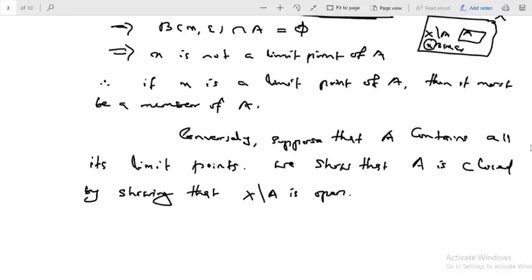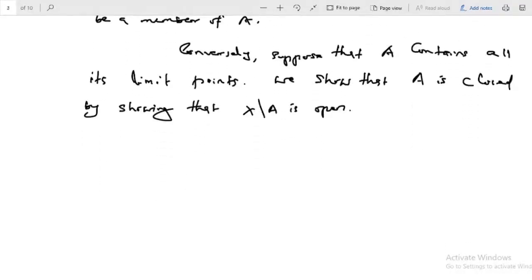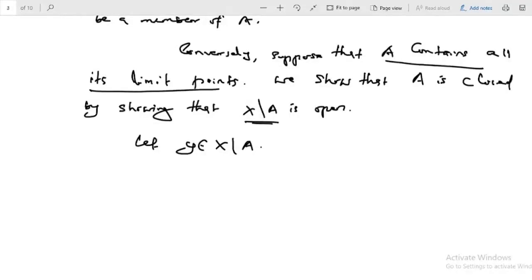ഇനി X difference A open ആണെന്ന് അറിയുന്നതിന് X difference A ഏത് പോയിന്റ് എടുത്താലും അത് ഇന്റീരിയർ പോയിന്റ് ആണ് എന്ന് പറഞ്ഞാൽ X difference A ഏത് പോയിന്റ് എടുത്താലും അതിനെ കണ്ടെയ്ൻ ചെയ്യുന്ന ഓപ്പൺ സെറ്റ് അതിനകത്തുണ്ടെന്ന് കാണിച്ചാൽ അപ്പം let y belong to X difference A. Then by the assumption A contains all its limit points. A അതിനകത്ത് എല്ലാ ലിമിറ്റ് പോയിന്റ്സ് ഉണ്ട്. y X difference A യിലാവും y A യിലില്ല. Therefore by assumption y is not a limit point of A.